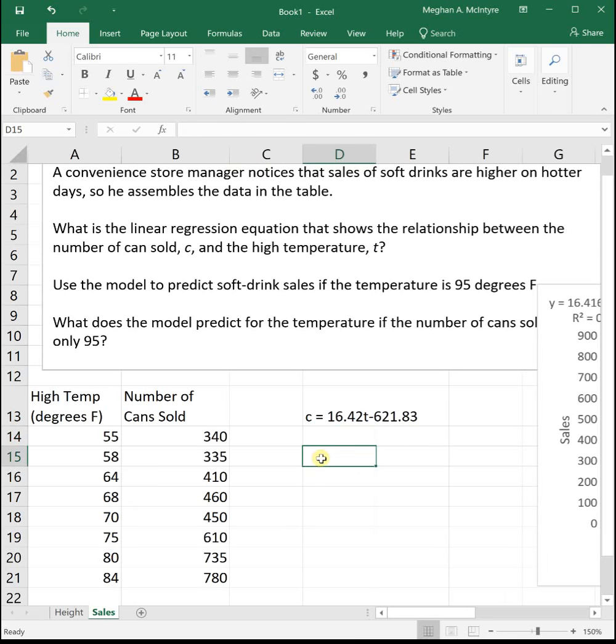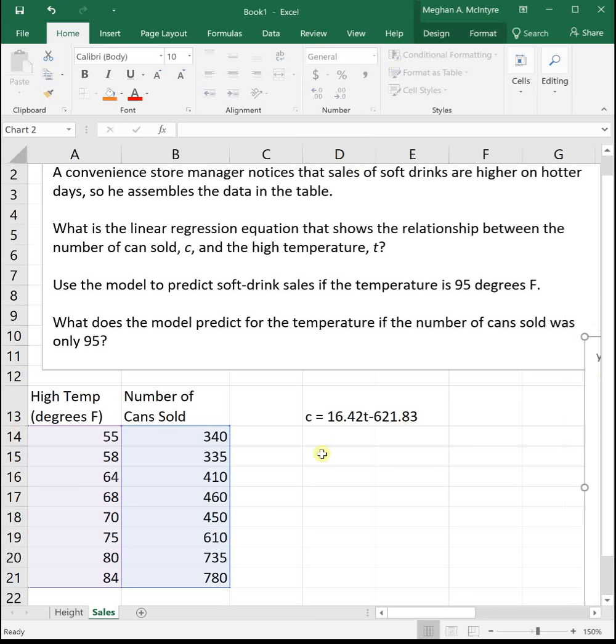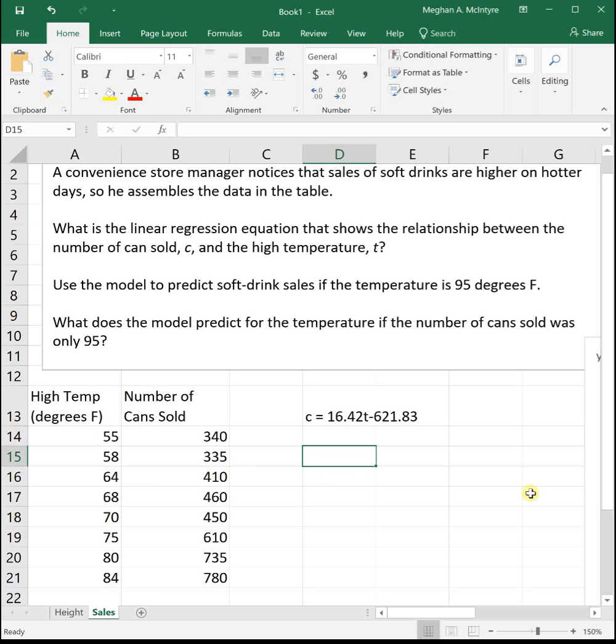So it says predict the sales if the temperature is 95 degrees Fahrenheit. So I'm going to put 95 in for T, since that represents our temperature. So 16.42 times 95 minus 621.83 tells us that we would sell 773.87 cans of soda if it's 95 degrees outside. And again, please leave your answer to 2 decimal places. Do not round to the nearest can. I want to see everything to the precise answer so that I know you did the math correctly.